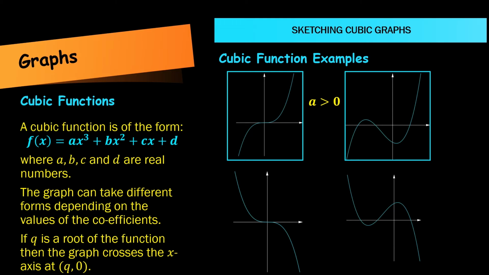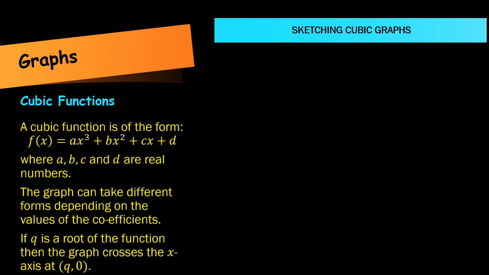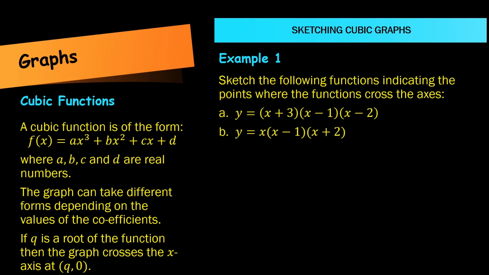In the two examples highlighted, a is greater than 0. And in these two, a is less than 0. Let's now take a look at an example. Pause the video and have a go. Press play when you're ready to view the solutions.